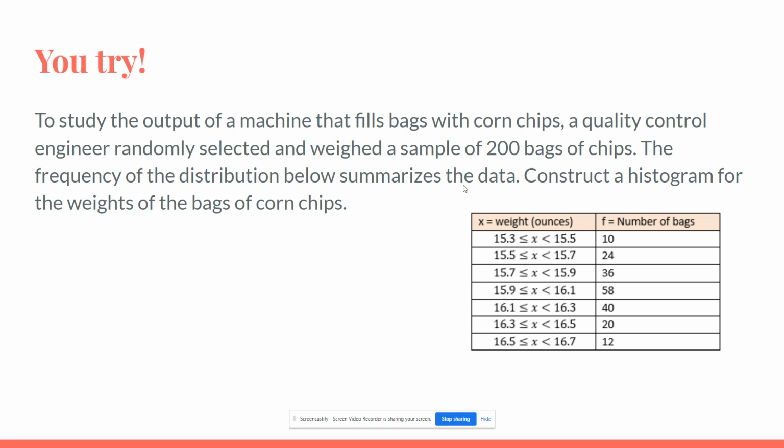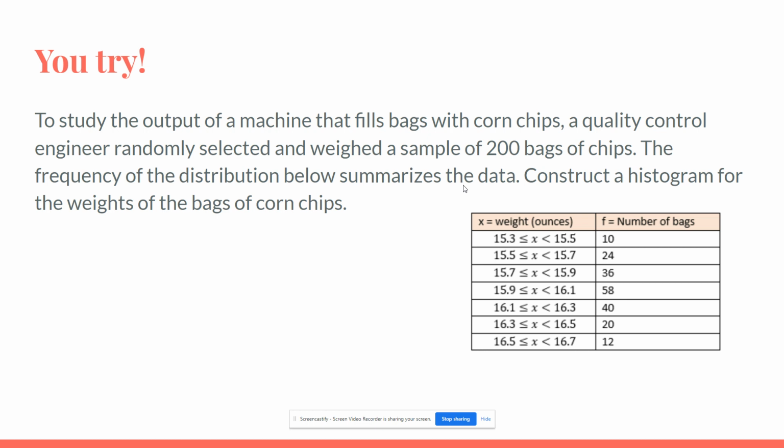All right, so you're going to try to study the output of a machine that fills bags with corn chips. The quality control engineer randomly selected and weighed a sample of 200 bags. The frequency distribution below summarizes the data. Construct a histogram for the weights of the bags of corn chips. I would really like for you to pause the video and try this on your own. And then when you come back, we'll click through the slides.